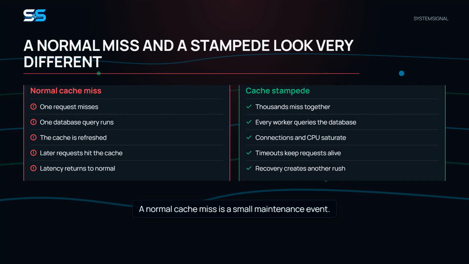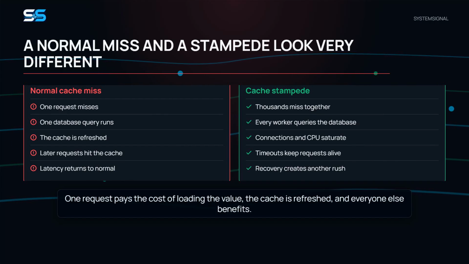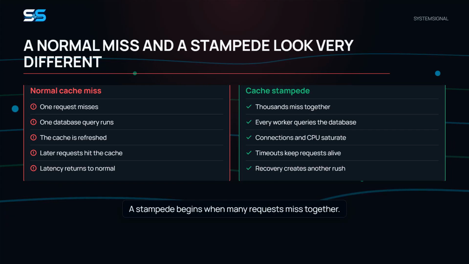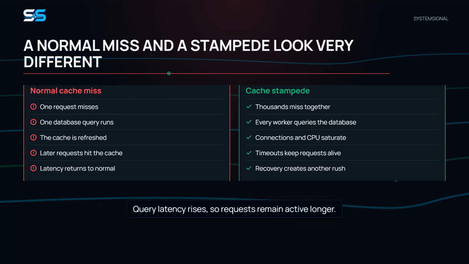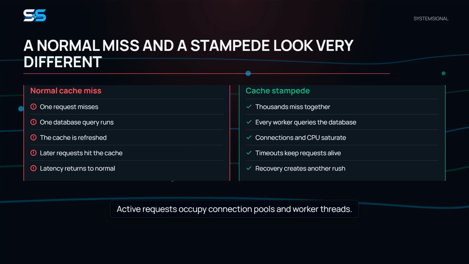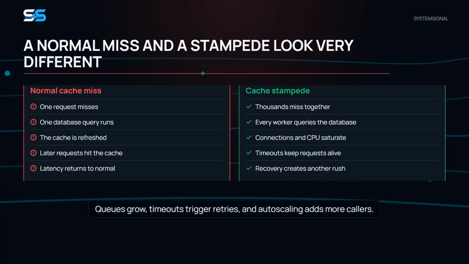A normal cache miss is a small maintenance event. One request pays the cost of loading the value, the cache is refreshed, and everyone else benefits. A stampede begins when many requests miss together. They create duplicate database queries for identical information. Query latency rises, so requests remain active longer. Active requests occupy connection pools and worker threads. Queues grow, timeouts trigger retries, and autoscaling adds more callers.